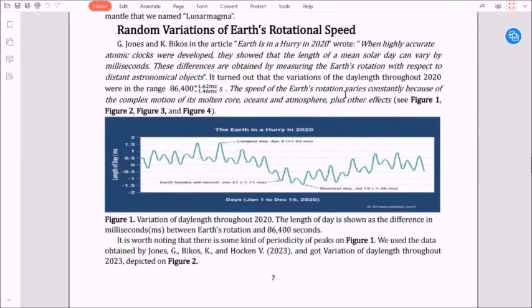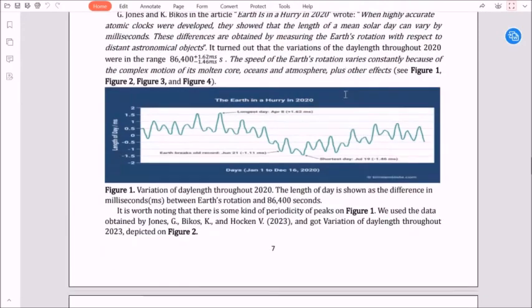In figure 1, the variation of day length throughout 2020 is depicted. The length of day is shown as the difference in milliseconds between Earth's rotation and 86,400 seconds. It is worth noting that there is some kind of periodicity of peaks on figure 1. We used the data obtained by Jones, Bikos, and Hawken and got the variation of day length throughout 2023, depicted in figure 2.